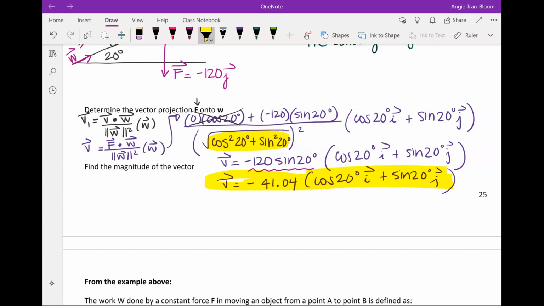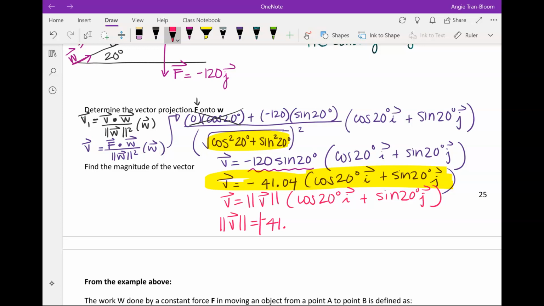That should be the same force that's going to prevent it from rolling. Would you agree that if I gave you a magnitude, you can go back and write it as a vector, with a magnitude and an angle? So if you have this, should you know the magnitude right away? What is the magnitude? 41.04. So the magnitude of V, when you have it in this format, is the number in the front. So 41.04 is the magnitude.